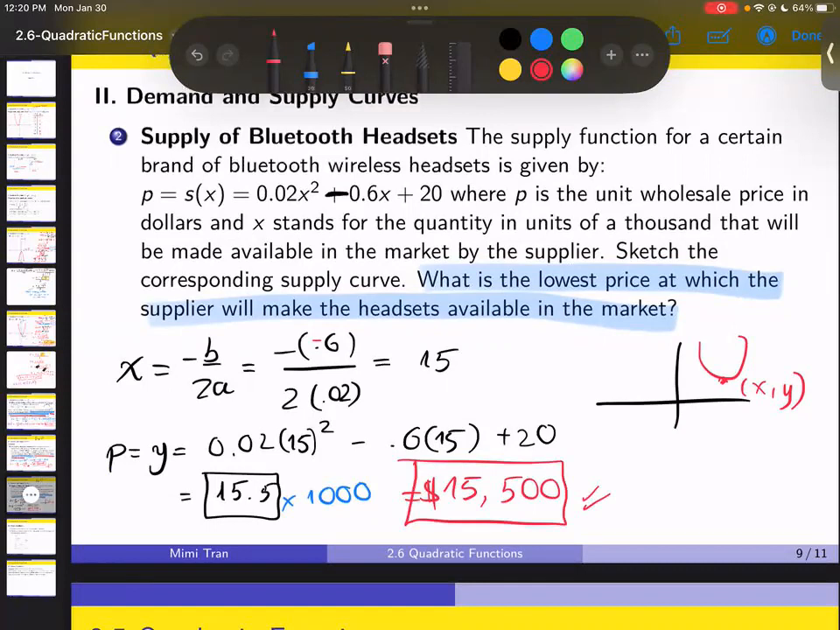Well, the lowest price would be $15. That's very cheap. $15. But because x is units in thousands, I multiply by 1,000 just to make the problem happy. But I'll take both answers, okay?